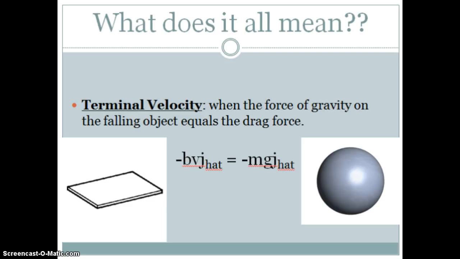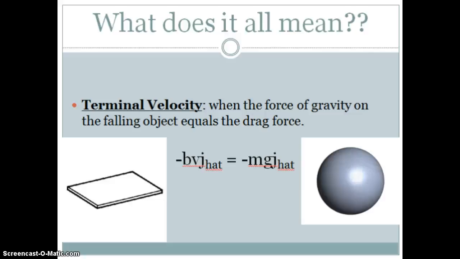So what does it all mean? Terminal velocity is when the force of gravity on the falling object equals the drag force, or negative b times the vector v times j hat, which is equal to negative mg j hat. The blue arrow reaching its max for the falling sheet well before it did for the ball means that the laminate sheet reached its terminal velocity much faster than the ball did, showing that an object with a larger surface area will be affected more by air resistance, thus causing it to take longer to reach the ground than an object with less surface area of similar mass.